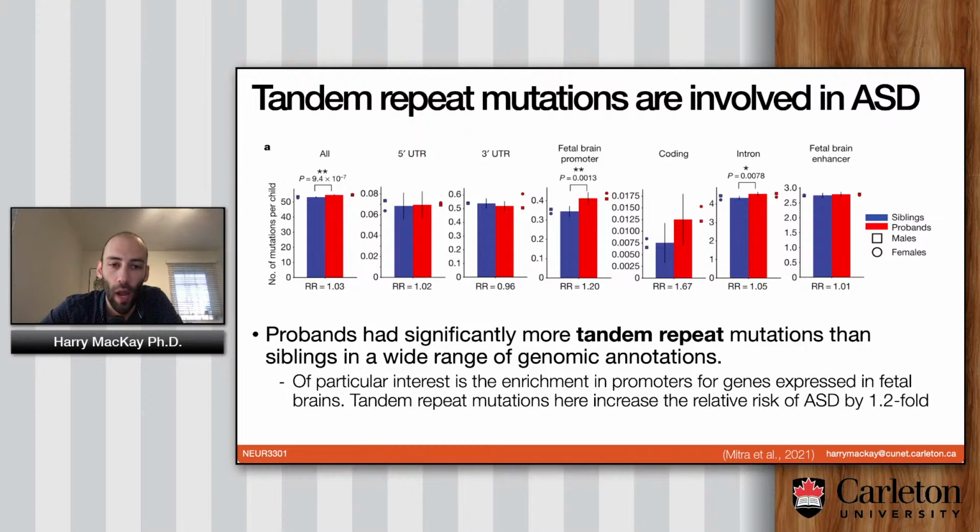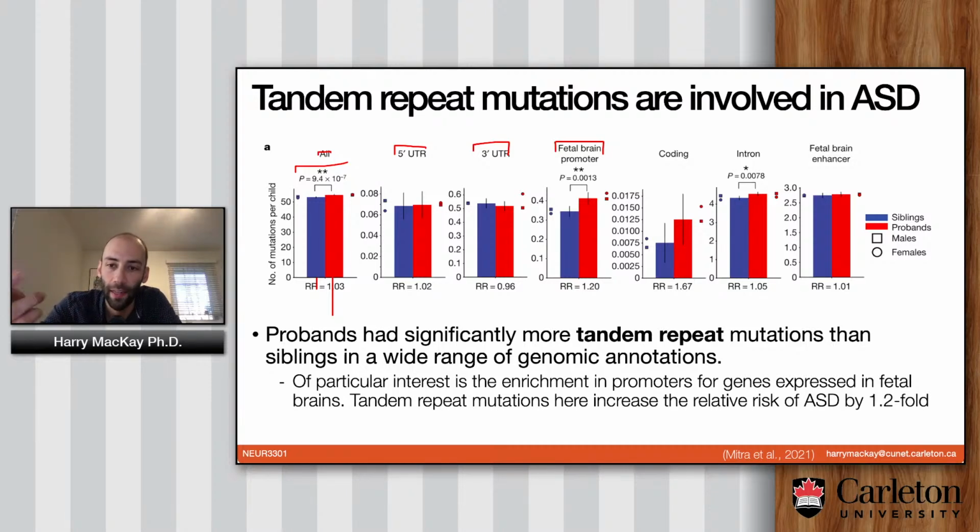that they fit into a variety of genomic annotations. So overall, here's the bar graph showing rate of mutations in siblings, the blue bars, and in probands, people diagnosed with ASD, significantly higher throughout the genome in all contexts. There's no difference in 5' untranslated regions or 3' untranslated regions. There's a significant difference in the fetal brain promoters. So these are regions of the DNA that control the expression of genes during fetal brain development, okay?